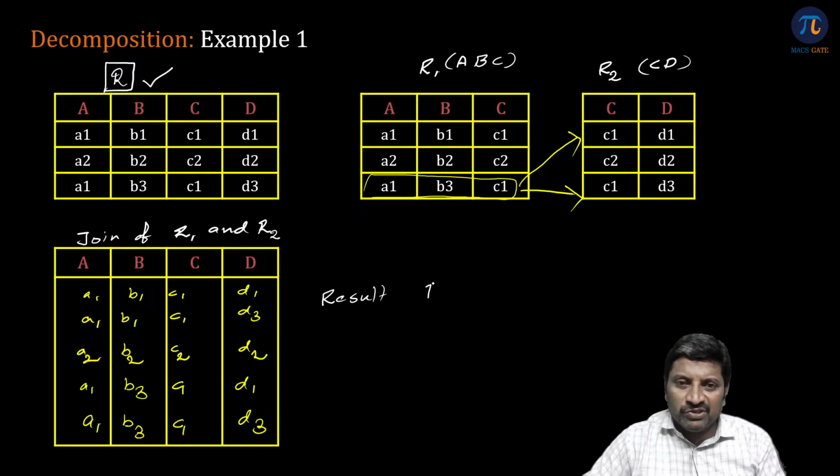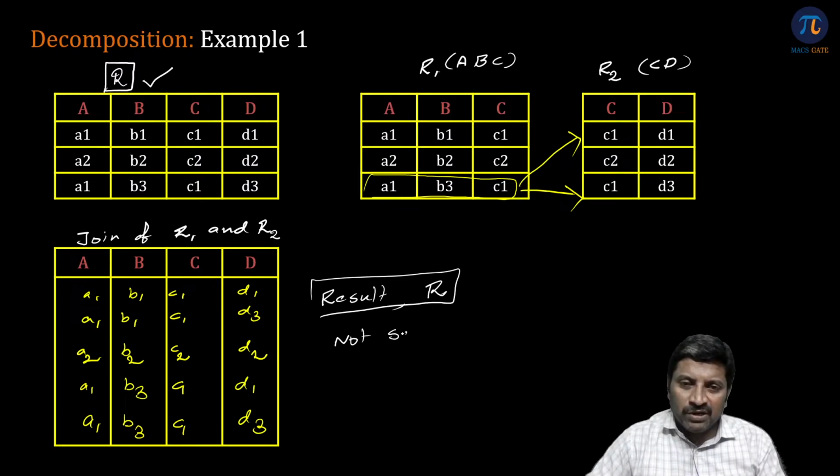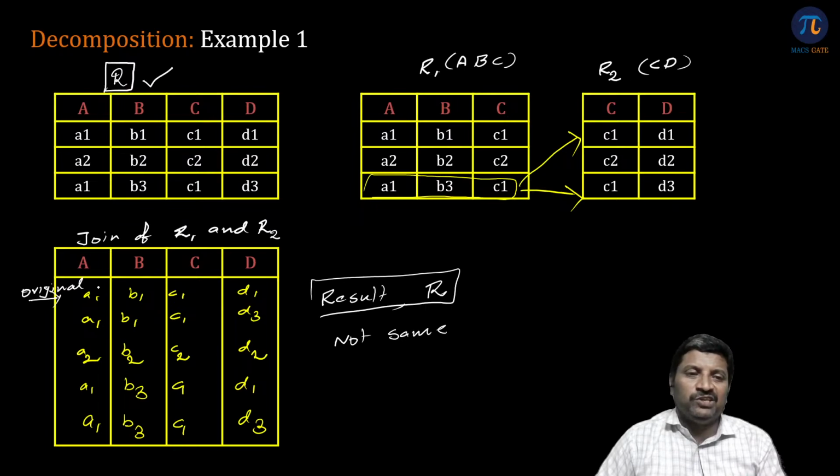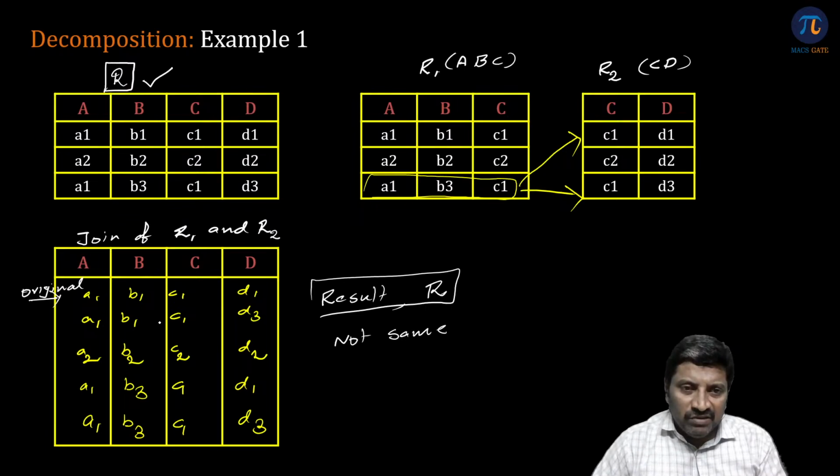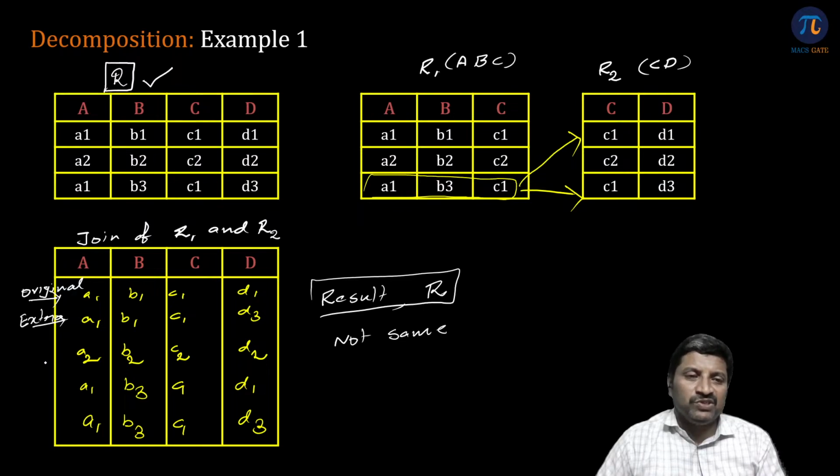Are the result and the original table the same, sir? No, they are not the same. A1, B1, C1, D1: this is in my original table. What about the second one? A1, B1, C1, D3. It is not there. So it is extra or suspicious, which is not in the original.